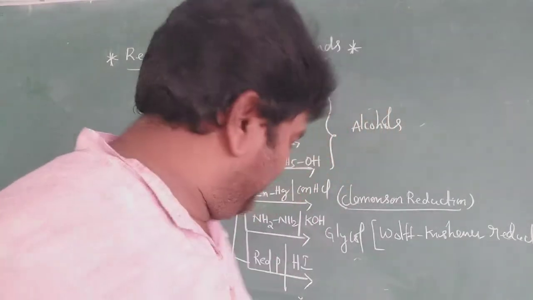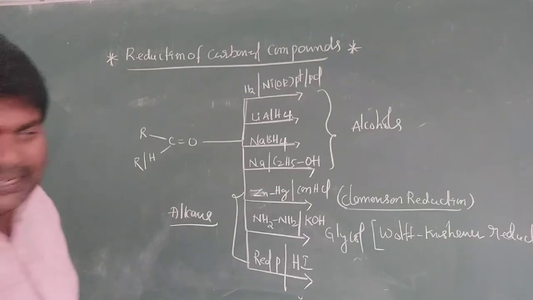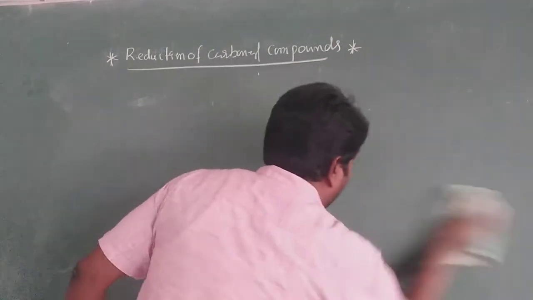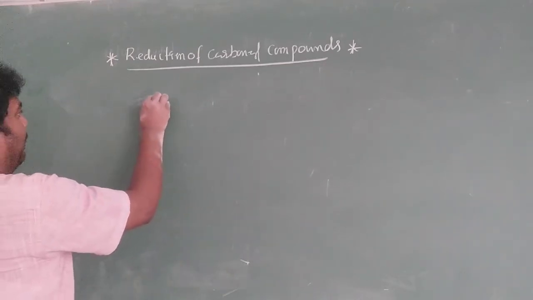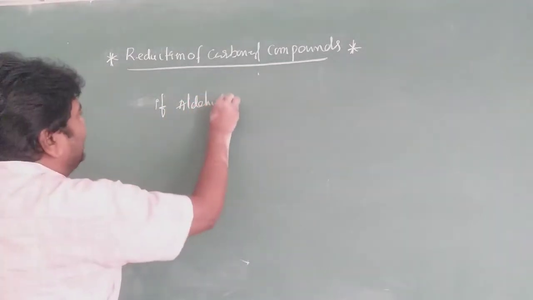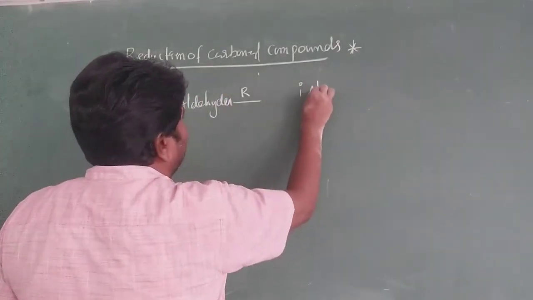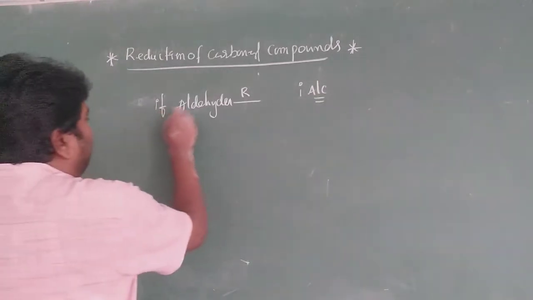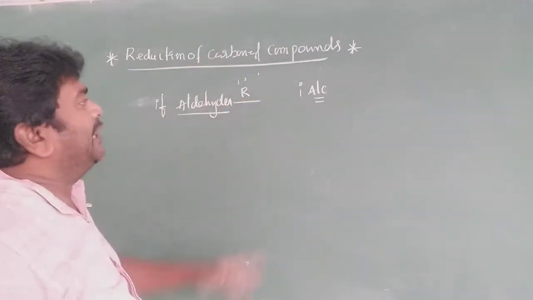Okay, next one. Now I will take the first reaction, that is aldehydes. It is very important. If aldehydes undergo reduction, you will get primary alcohols. It is very very important. Primary alcohols. If aldehydes undergo reduction, R means reduction, you will get a primary alcohol.